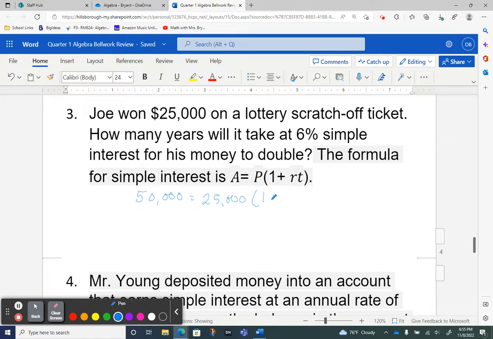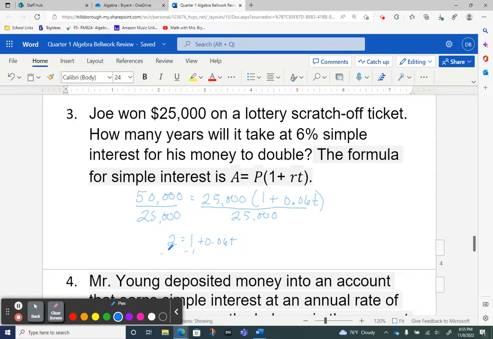I know the 1 stays the same, and I know the rate is 6%, so 0.06. What I don't know is how long it's going to take him. So that t stays as a variable. So let's divide by $25,000. Now, you could absolutely have distributed that $25,000 and then solved it from there. This gives me 2 equals 1 plus 0.06 t.